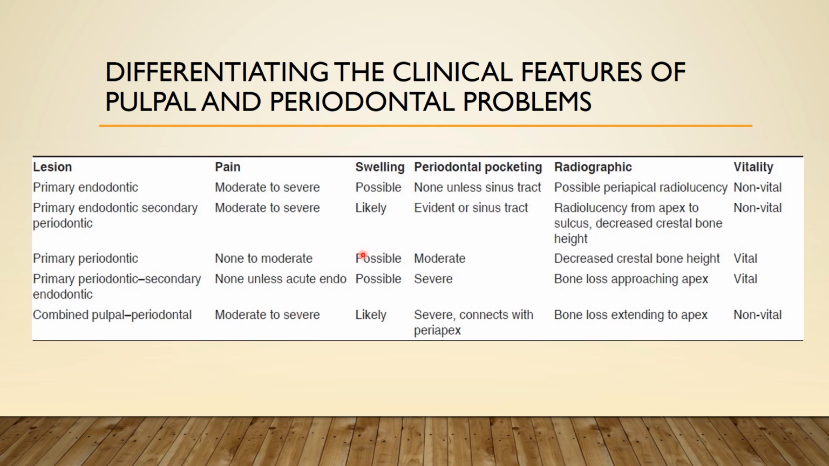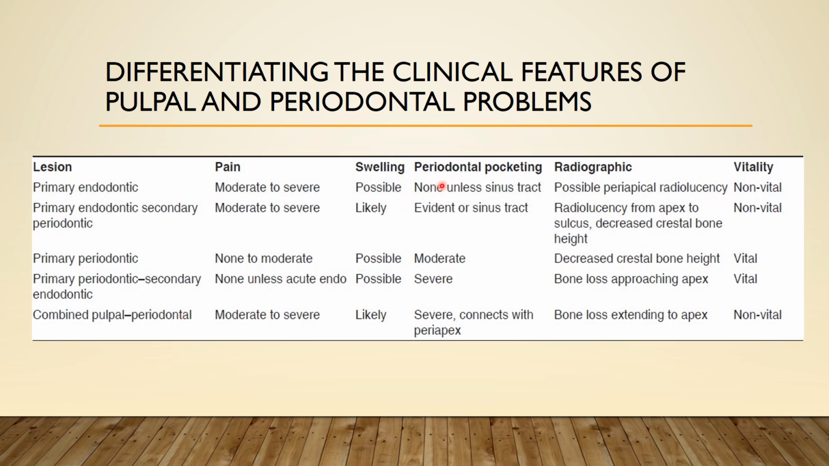Coming to swelling, in primary endo, swelling is possible. In primary endodontic with secondary perio, it is more likely to occur. In primary perio with secondary endo, it can be possible, and in the combined pulpal periodontal lesion, it is more likely to occur.